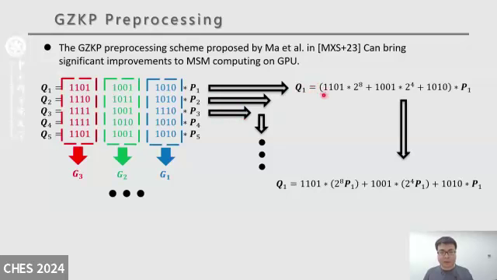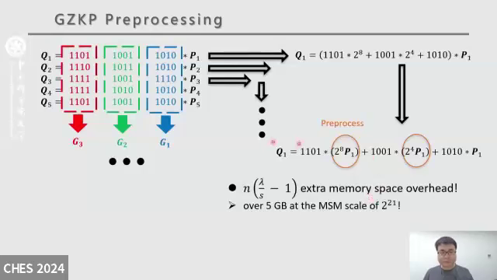Okay, let's take Q1 as an example. Q1 can be expressed as this, and equivalently, it can be expressed as this, right? Then GZKP told us we can precompute all these points. And the other two are similar. However, the drawback of this method is that it requires too much extra memory space overhead.